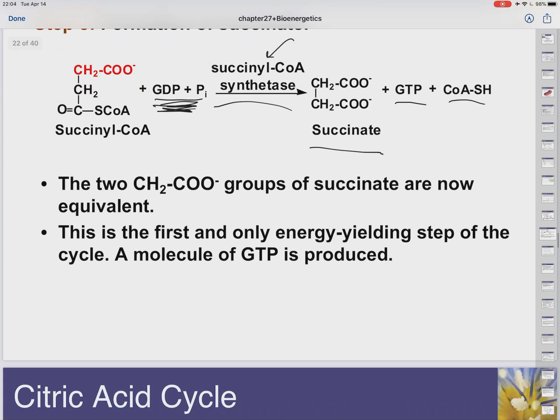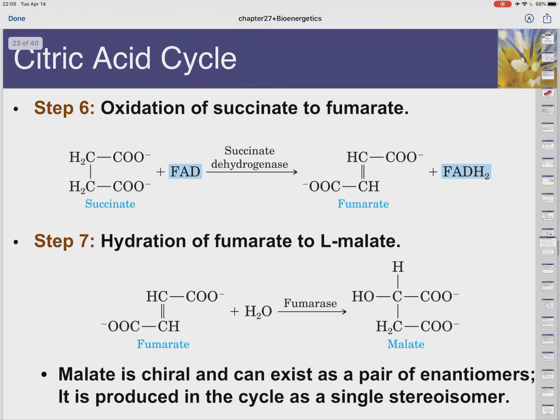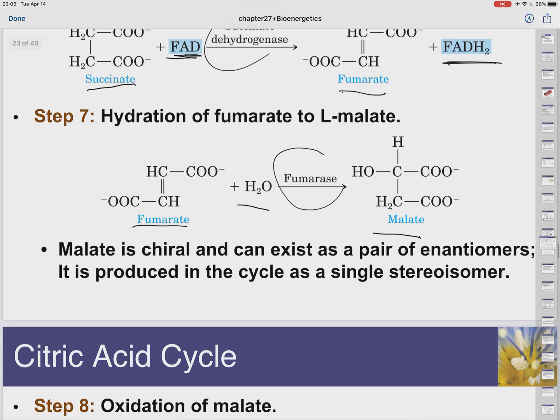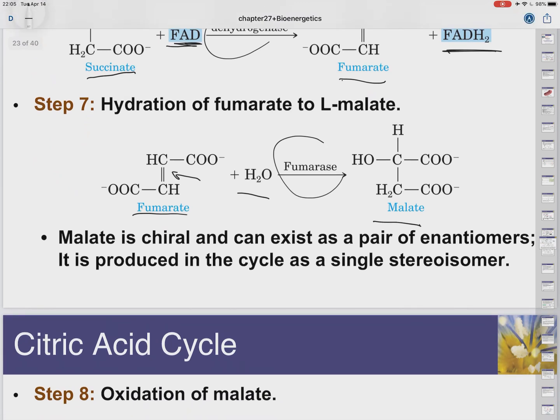Okay, a couple more reactions. Oxidation of succinate. So succinate gets oxidized here so that FAD can be reduced to FADH2. We now have fumarate. And of course these are catalyzed by enzymes. Fumarate now gets hydrated into malate. So they add an H and an OH to this double bond, right? Reaction of an alkene. You can remember that.